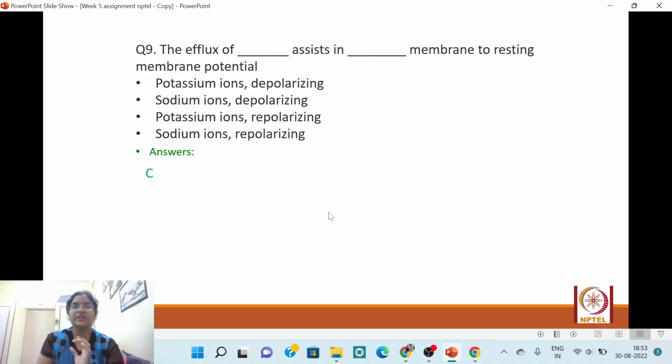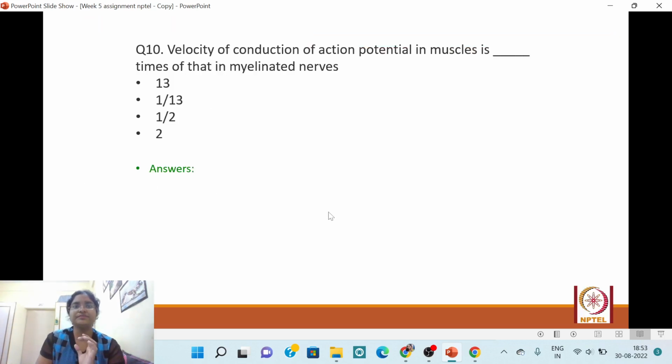Okay, we'll move on to the next question, and this is the last question of our session. The velocity of conduction of action potential in muscles is dash times that in myelinated nerves. So there is this action potential that occurs. We understood what is action potential, the resting membrane potential, depolarization, repolarization, hyperpolarization.